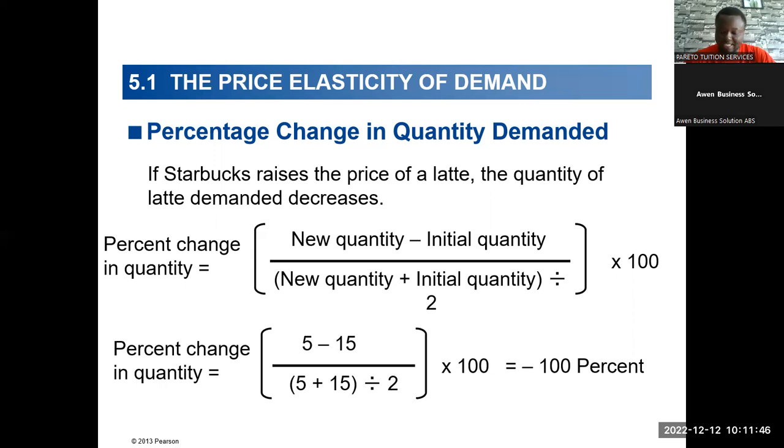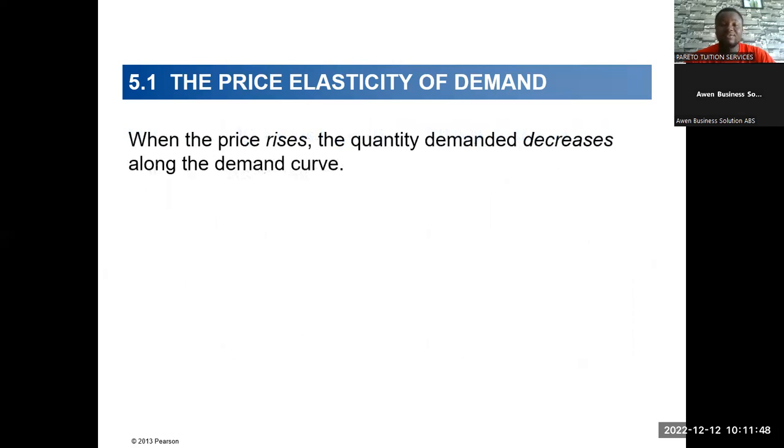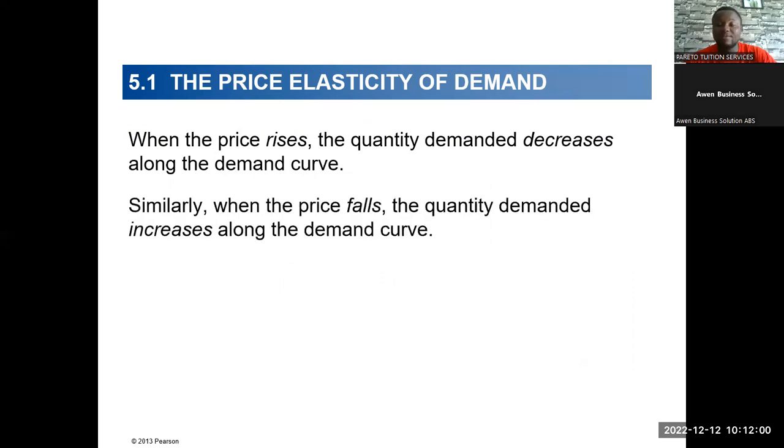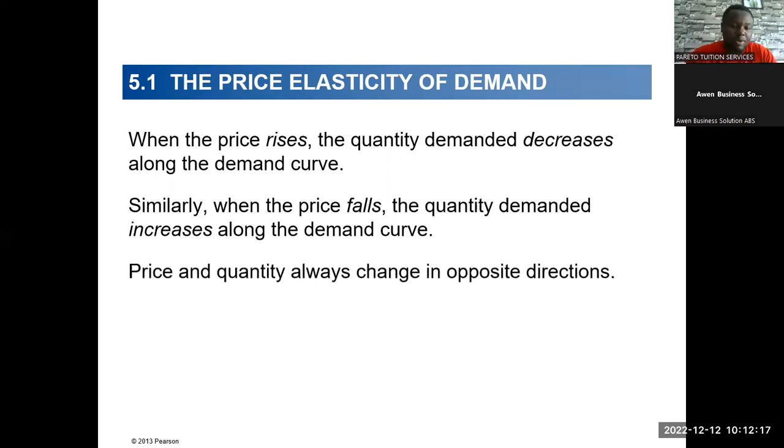Now, we need to understand that definitely one of the percentage changes will be negative because of the inverse relationship between price and quantity. If price goes up, quantity will fall, and vice versa. So definitely the price elasticity will always be negative. You divide either a positive number by a negative one or vice versa. So definitely the resulting figure is going to be negative, because price and quantity always change in opposite directions.